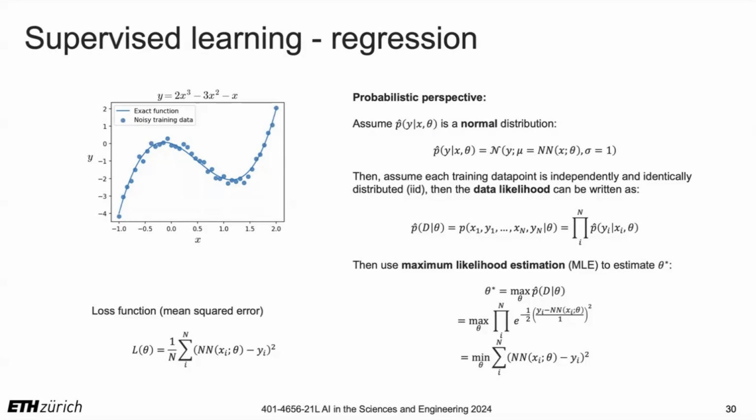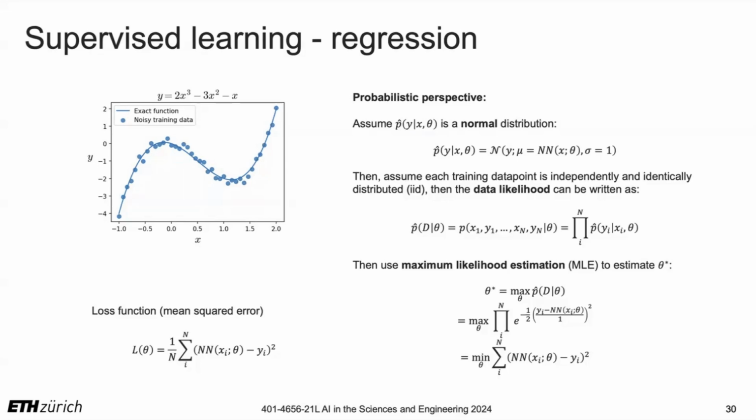We say that each training data point is independently and identically sampled from the same distribution, so from the same normal distribution. That allows us to write the probability of our entire data set, the probability that we observe x1, y1, x2, y2, etc., given our values of theta, with this product. Then we use a very simple technique in statistics, maximum likelihood estimation. That's just to say that we're going to guess that our best values of theta are the values which maximize the probability of the data given the value of theta.